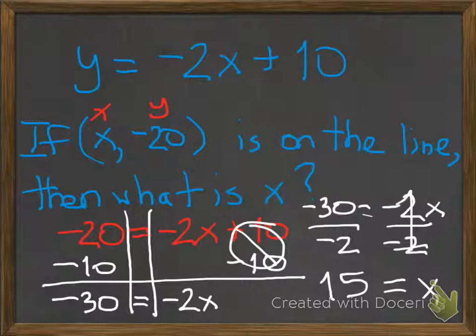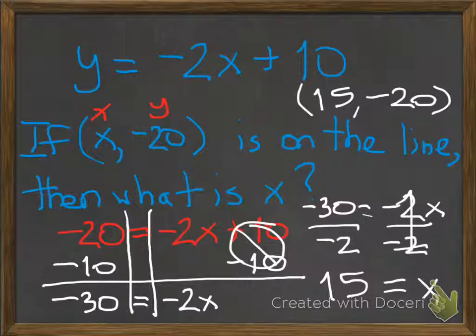So, again, the line passes through the point where y equals negative 20, and that point would be (15, negative 20). And that's our answer for this problem.